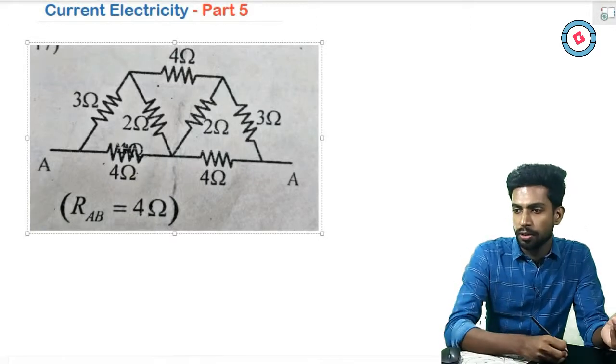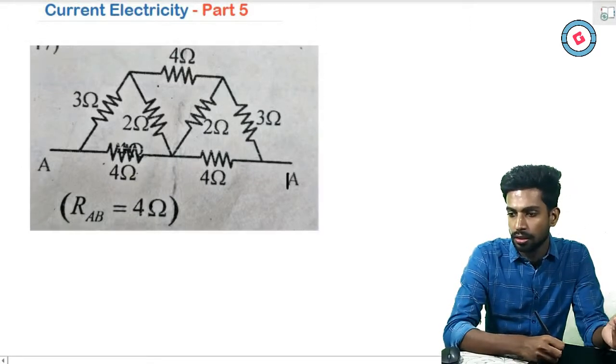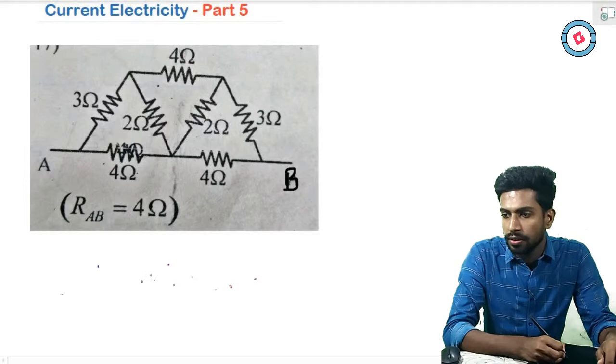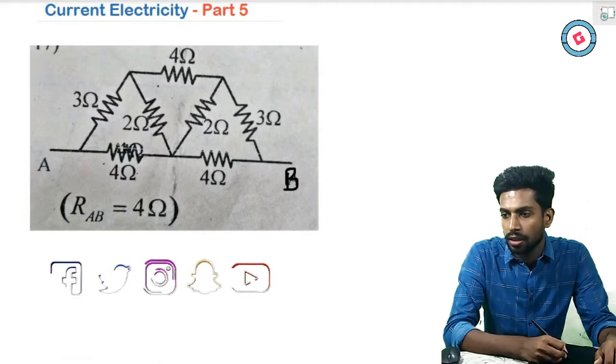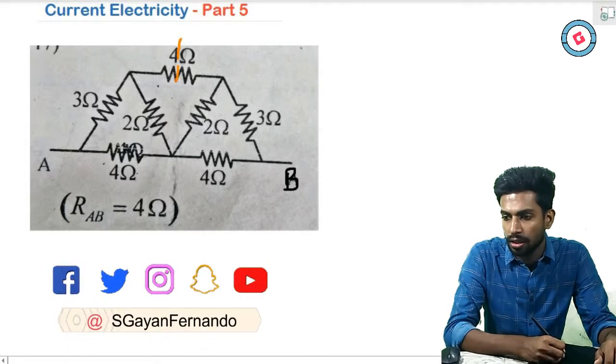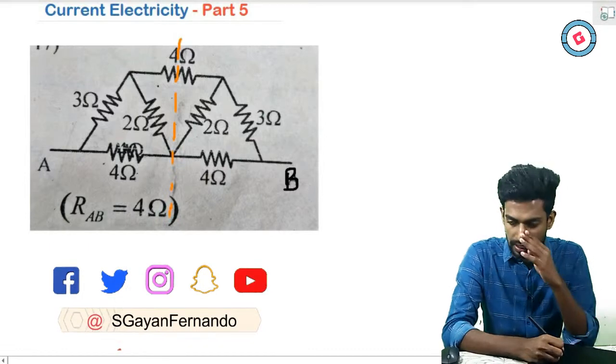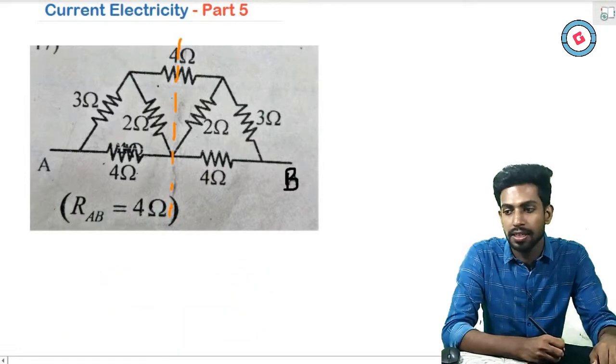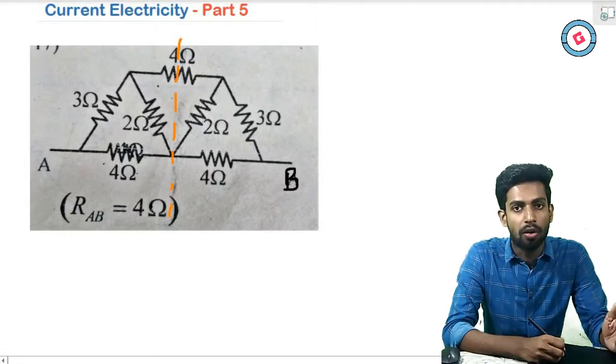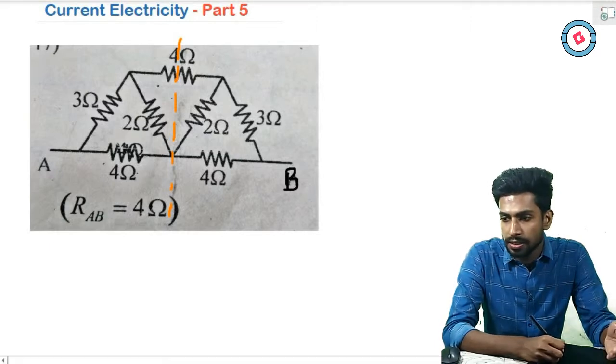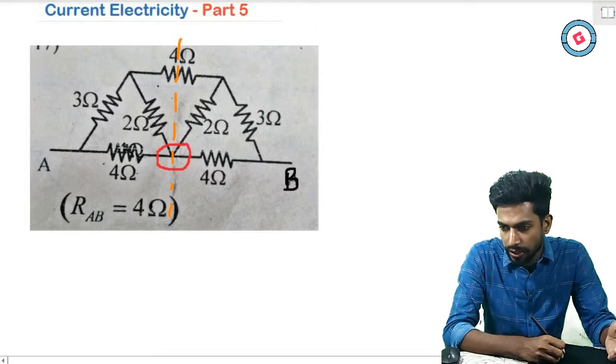Here, this point should be B. Here, this line, that is the perpendicular bisector of A and B, is a symmetrical line, a symmetrical axis for this system. So we know that all the points on this perpendicular bisector are equal. So consider this node right here.